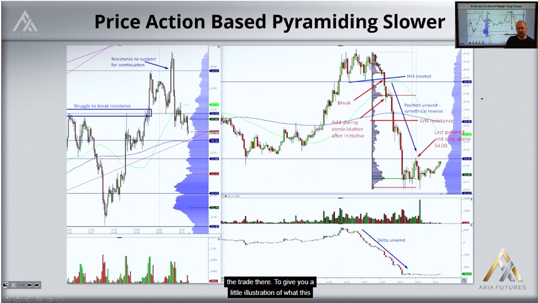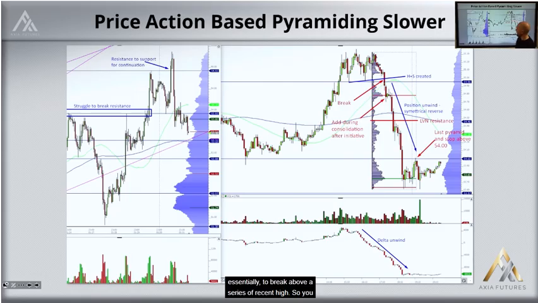To give you a little illustration of what this looks like from the point of view of candlesticks, this is essentially the same concept, the same trade, opposite direction, it's not the same trade. But what you get in here then, this is a trade where you've got a head and shoulders pattern and you then get a breakdown.